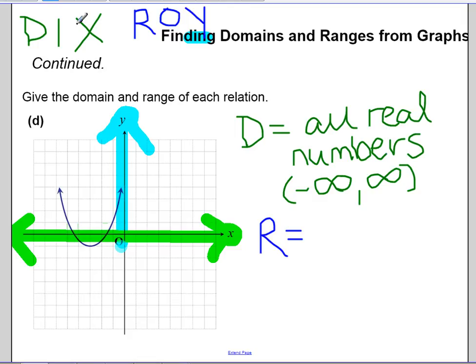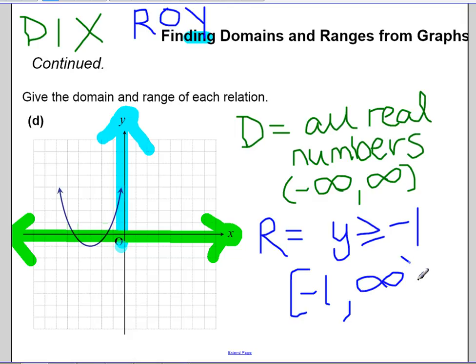So we can say the range is all the y values that are greater than or equal to -1, or using interval notation, starting out at -1 as your lowest value up to your highest value of infinity.